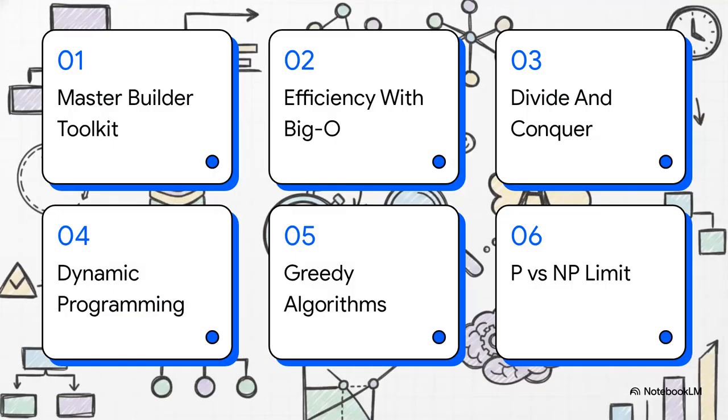Okay, let's dive into this. Here's the curriculum for our cognitive toolkit today. First, we've got the Master Builder Toolkit. Then, measuring efficiency with Big O. Strategy 1, divide and conquer. Strategy 2, dynamic programming. Strategy 3, greedy algorithms. And we'll wrap up with the ultimate limit, P versus NP.